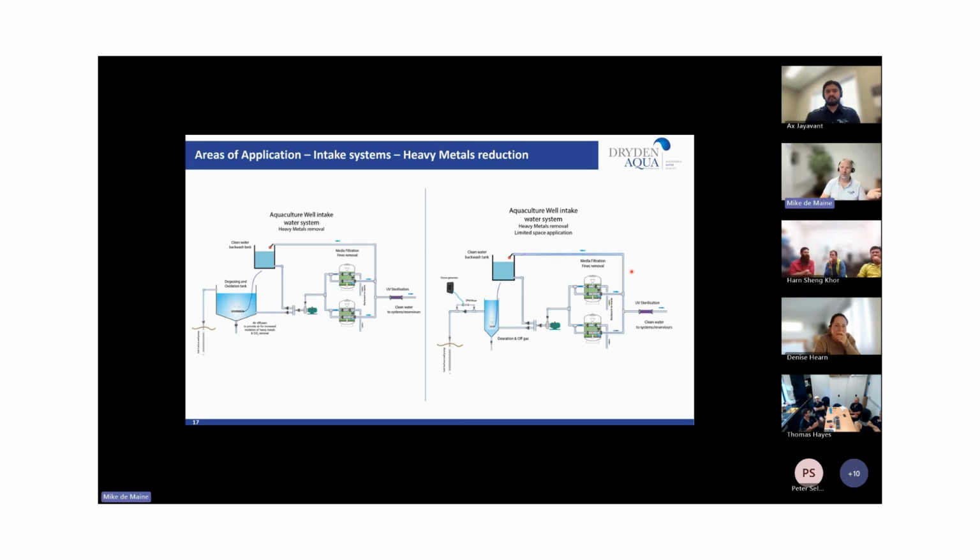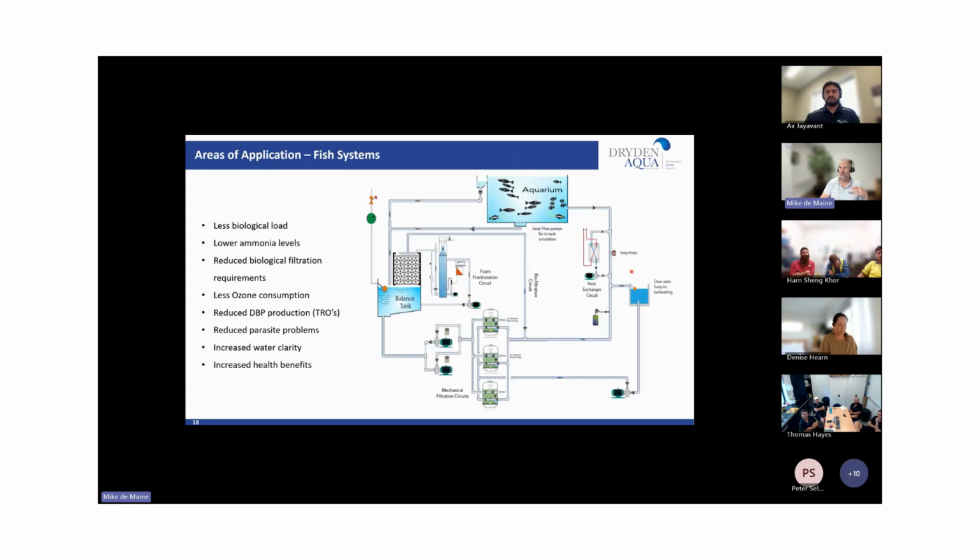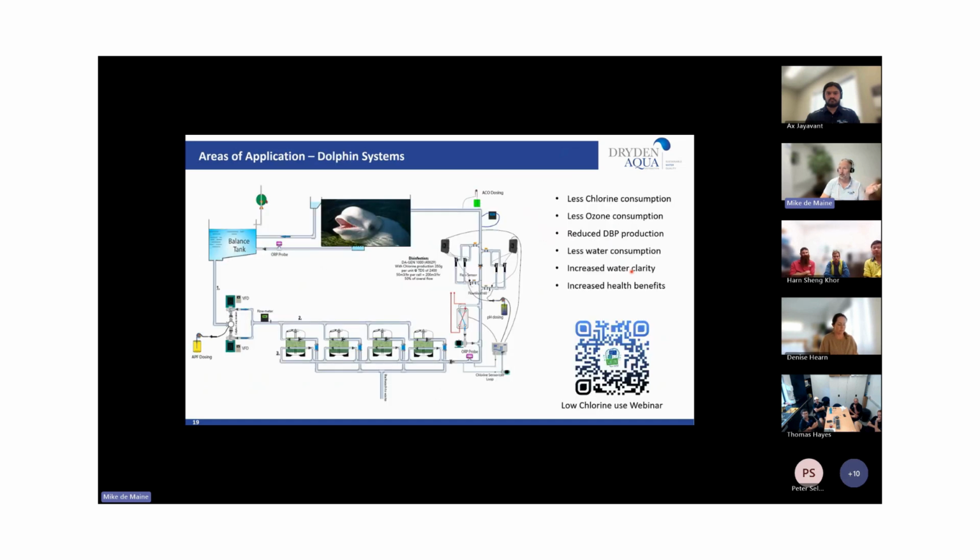When it comes to seawater intakes and heavy metals, we have a slightly different process, but we'll go through that. If you have those kinds of problems, let me know and we'll go through that with you. I'm just showing you some examples of what we do with the different systems. Then with the fish systems, this is aquariums particularly, recirculation systems, what we recommend. So we have far less biological load in the systems, lower ammonia levels, reduced biological filtration surface area required, which speaks to you guys, but I'm going to jump through these now because you're not aquarium people.